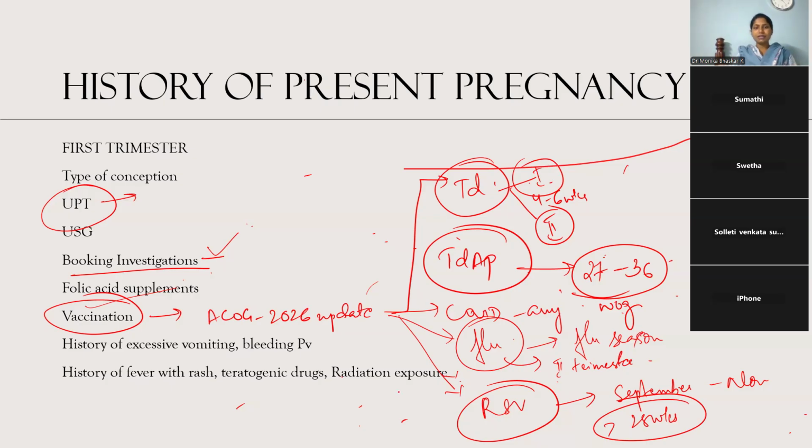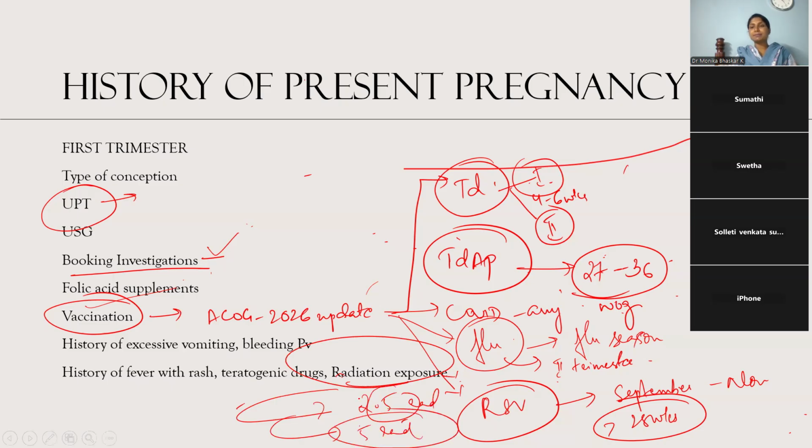And then very important is the radiation exposure. So what is the radiation exposure which is permissible during pregnancy? In the first trimester, it is 2.5 rads. And in the second trimester and third trimester, it is 5 rads.